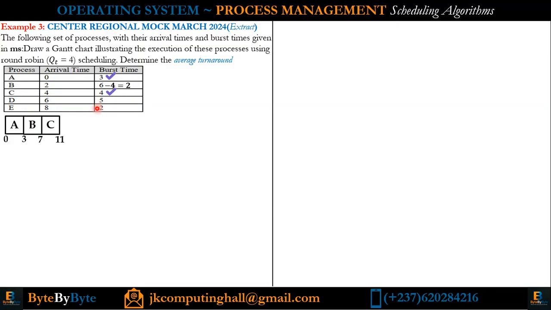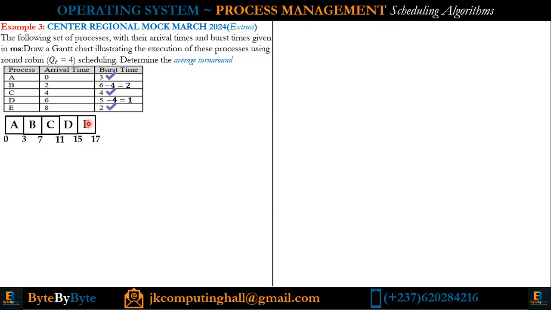D needs 5, but the CPU gives him 4 first of all. So take your 4 from 11 to 15, meaning we are left with 1 unit. E needs only 2, but the CPU gives him 4, so he will just take his 2. There is no processor that waits longer than it needs. You only execute for the amount of time you have. So E will execute from 15 to 17, as you can see, and E has completed its execution.